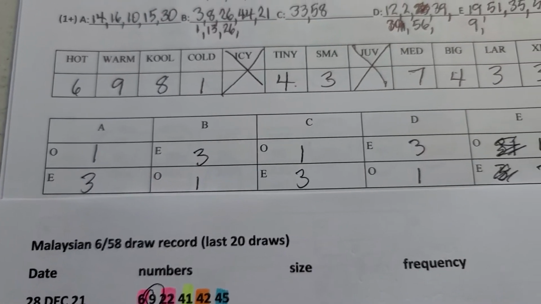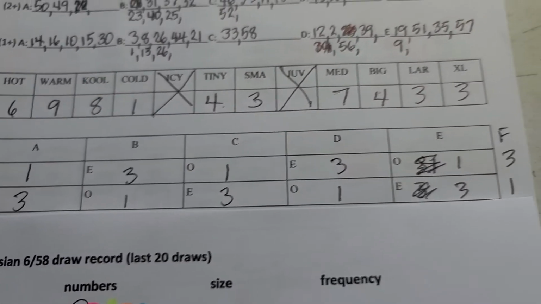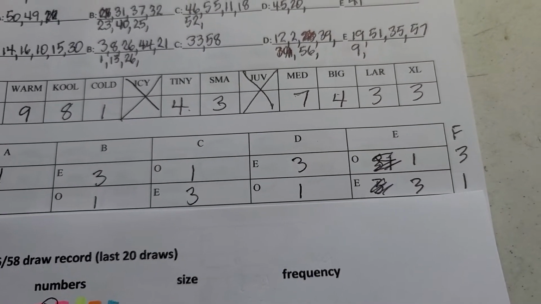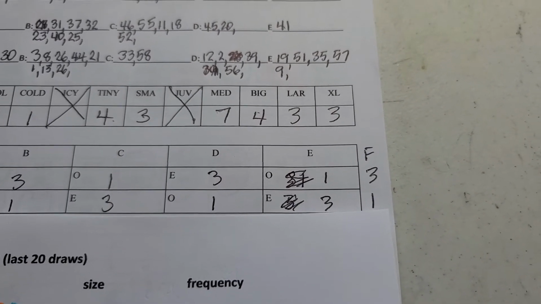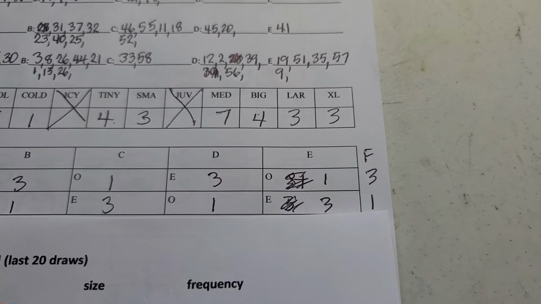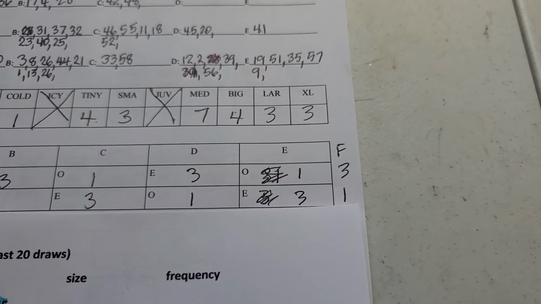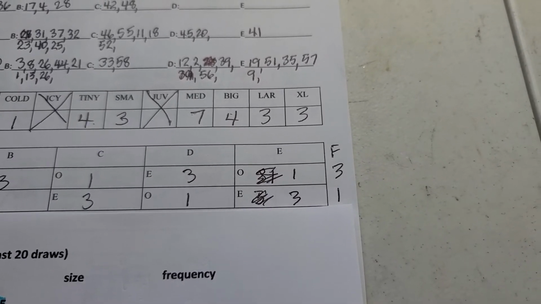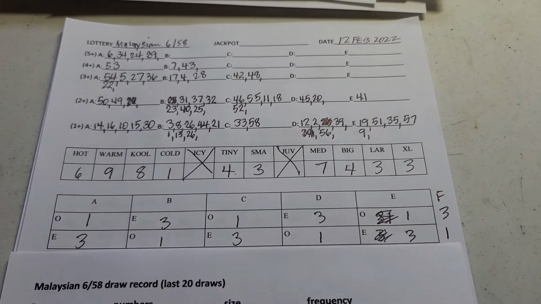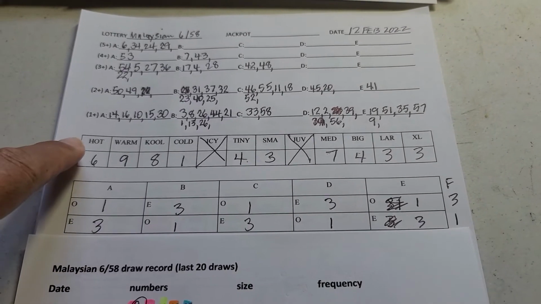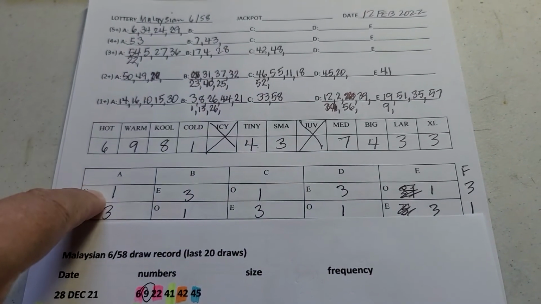And then the next section, there were 3 even and 1 odd. The fourth numbers were 3 even, 1 odd. The fifth numbers, you had 1 odd and 3 evens. And then the final segment, you had 3 odds and 1 even. So that gives you the information that you need. Right here we have frequency, size, even and odd.